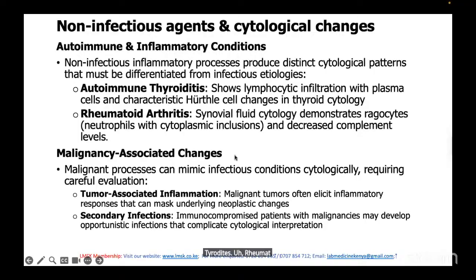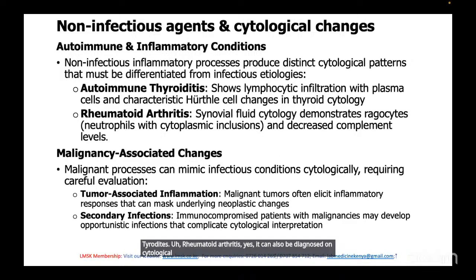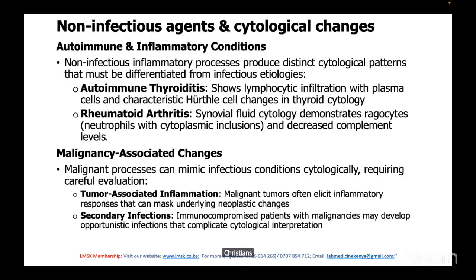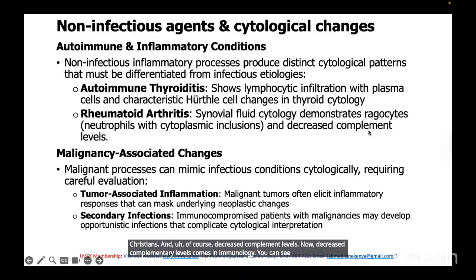Rheumatoid arthritis can also be diagnosed using cytological techniques because we are able to demonstrate ragocytes, which are neutrophils with cytoplasmic inclusions, and of course, decreased complement levels. Now, decreased complement levels come in immunology. You can see how cytology relates with every other discipline. It does not operate on its own.